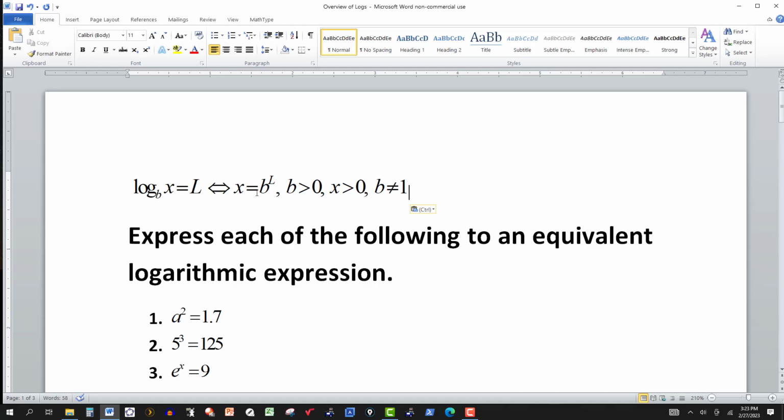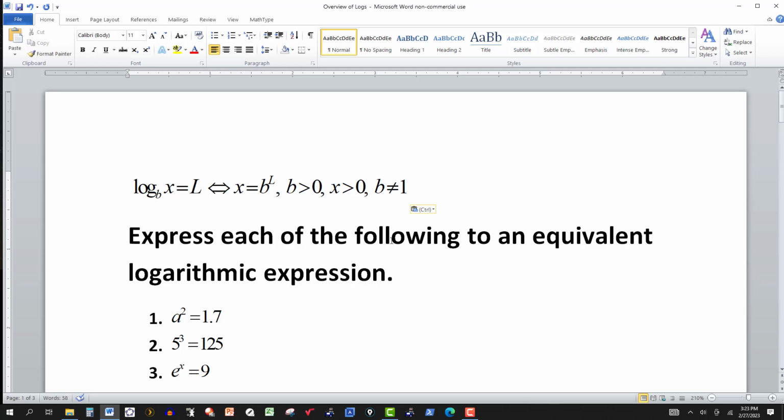It's an exponent. And this goes both ways. We can go from log to exponential form, and from exponential to log form. Understand that the base has to be positive. x has to be positive. Can't take the log of a negative number or 0. And the base cannot equal 1.